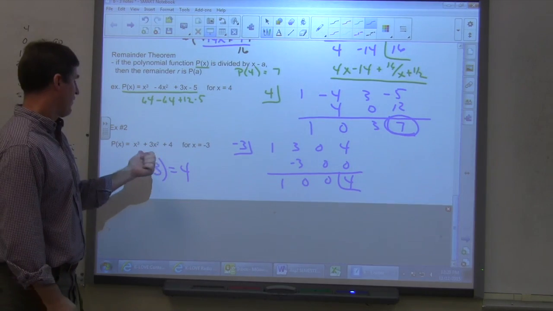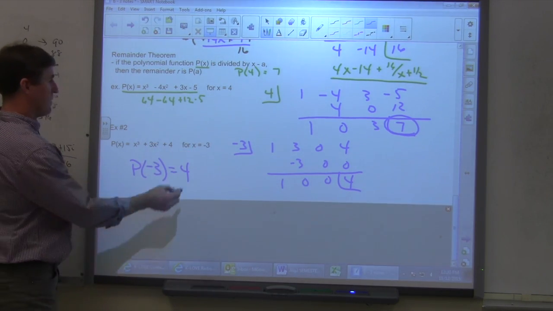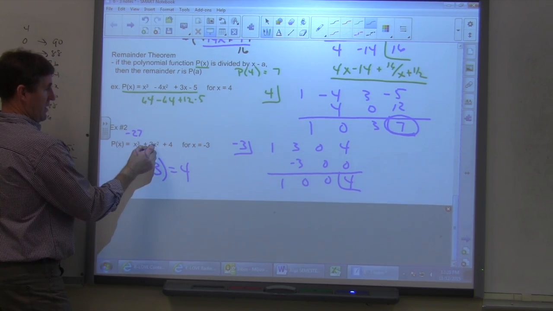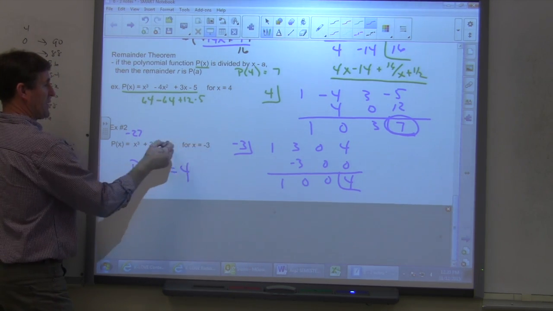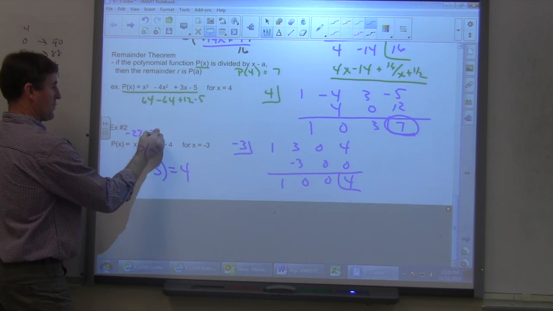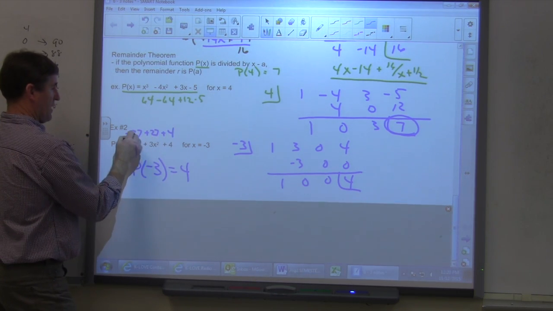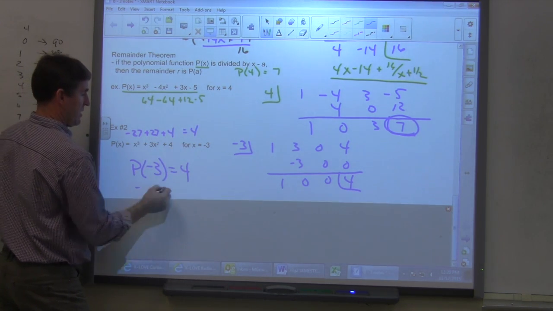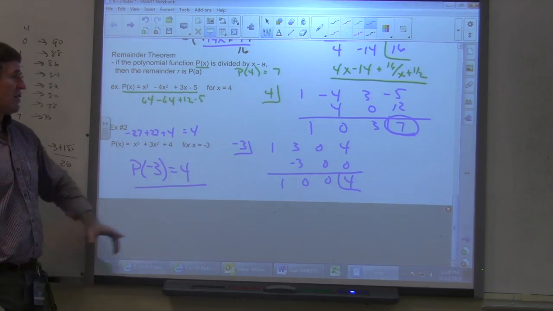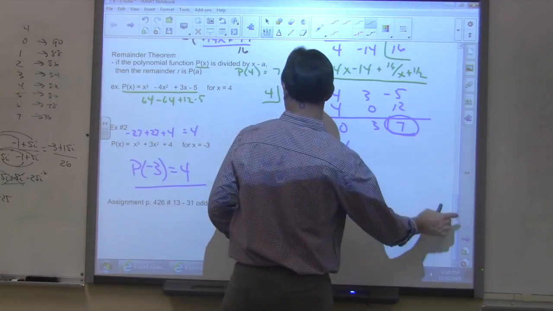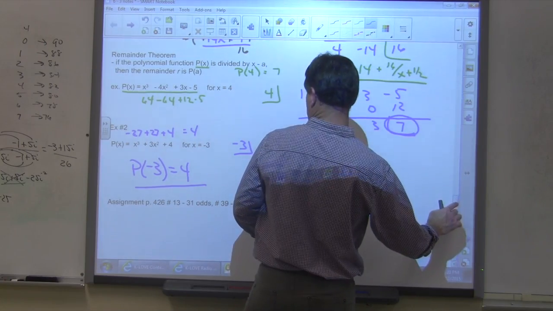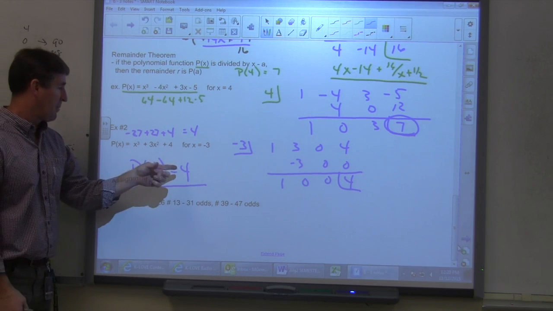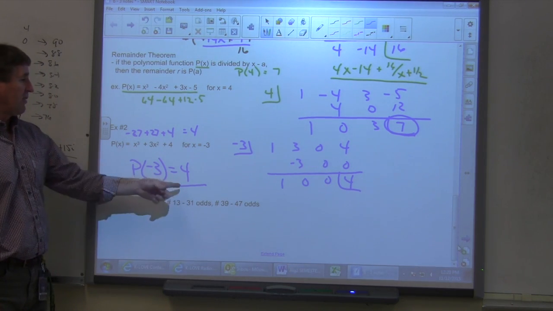Let's go ahead and check it and see if we get the same thing when we do this, which we should. So -3 to the third would be -27. -3 squared is 9, times 3 is +27, plus 4, -27 plus 27 is 0, plus 4 is 4, and so again we get the same thing. Just another way to do this. So that should have been example number 2 on your paper. You just plug it in and you find the value.